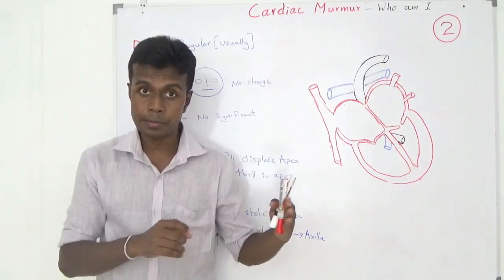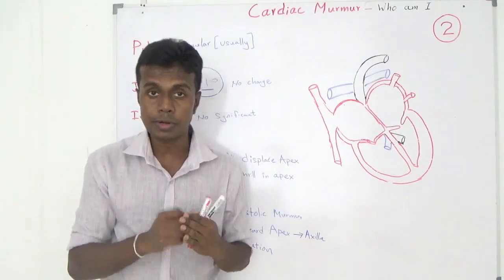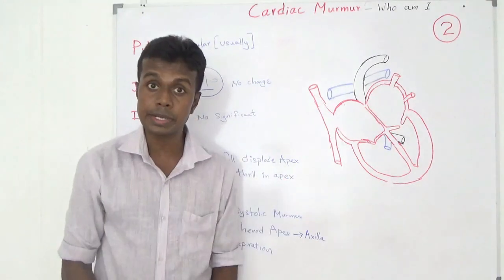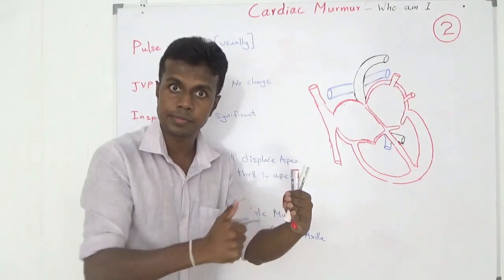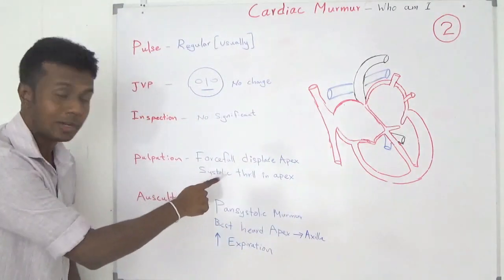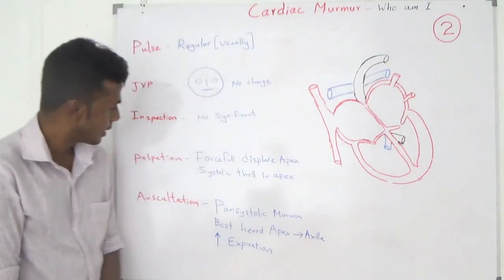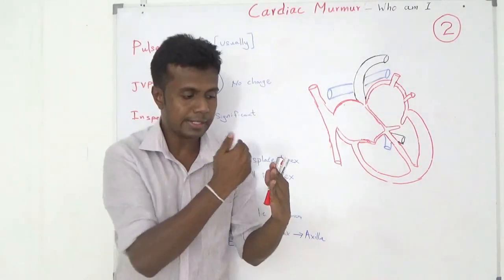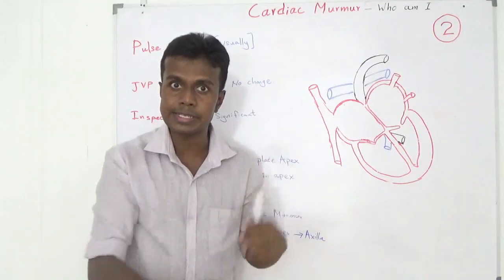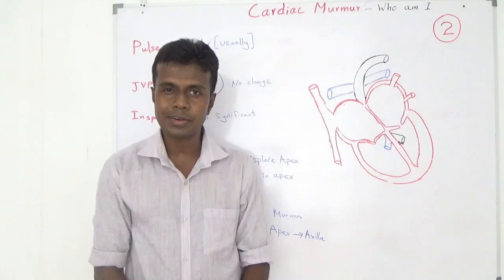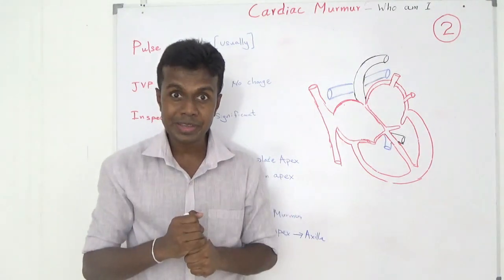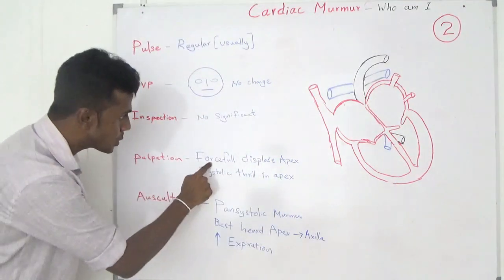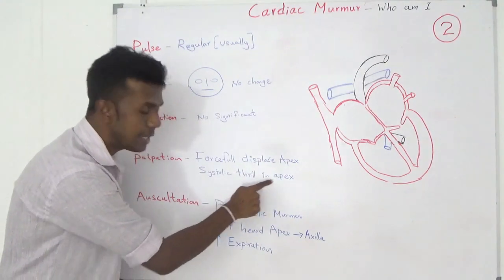When you palpate the apex in mitral stenosis, what you can feel is a tapping apex. Here, the apex is forceful. The apex is forceful and displaced. Not only that, you can feel a thrill at the apex, like fluid going like this. What is a thrill? A thrill is a palpable murmur. So what you can palpate is a forceful displaced apex and a systolic thrill at the apex.